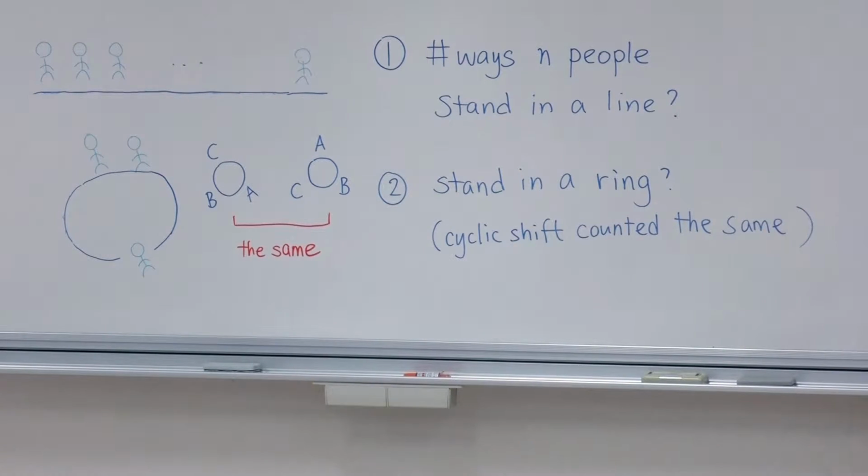So for this problem, suppose that we still have n people and we want to assign them to stand in a ring. How many different ways are there to do so, such that cyclic shifts are not counted as different?